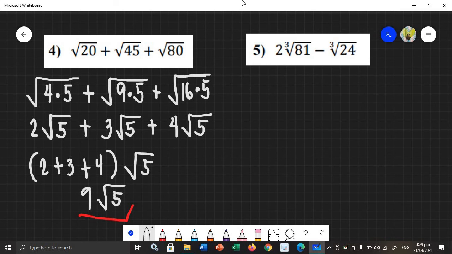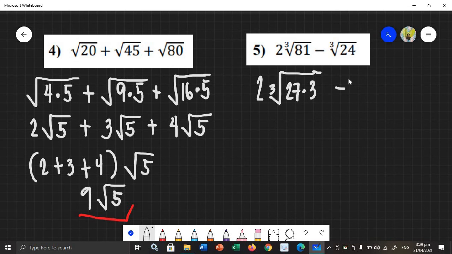Sa number 5 din, ganun yung gagawin natin. We need to factor out each given. So, for the first one, we have 2 cube root of, factor out natin si 81. So, hanap tayo ng factor ni 81 na perfect cube. No? Kasi, 3 yung index. So, ang highest na perfect cube na factor ni 81 ay 27. Times natin siya sa 3. That will result to 81.